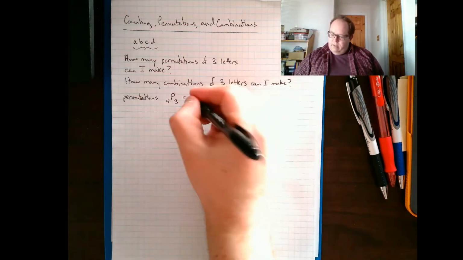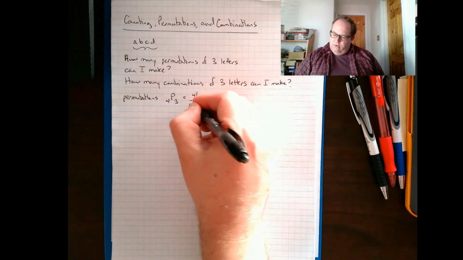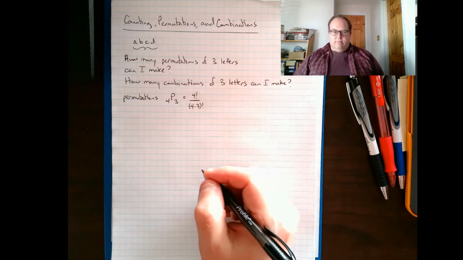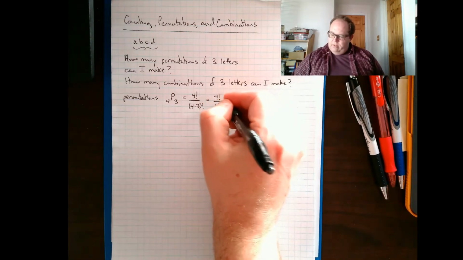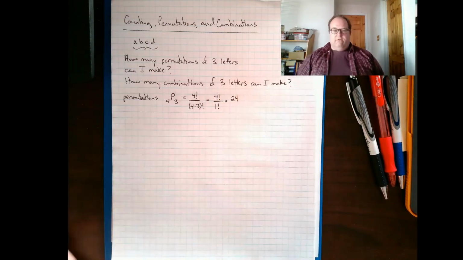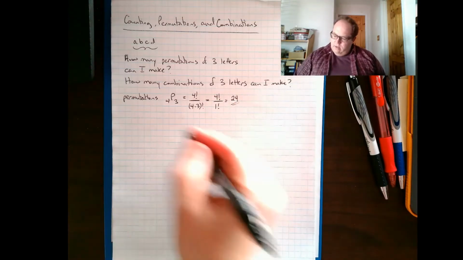From the formula, that would end up being 4 factorial over 4 minus 3 factorial, which is really 4 factorial over 1 factorial, which works out to 24. Combinations, we've got to think about it a little bit more, but I'm going to start by listing out what these 24 permutations are.